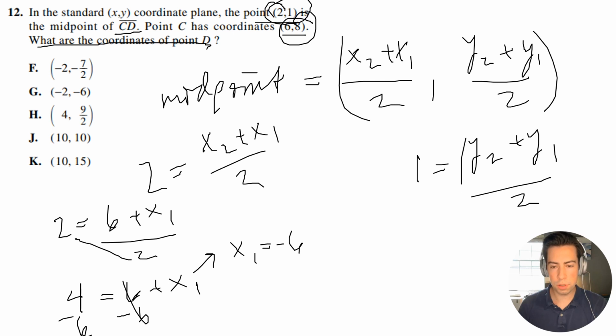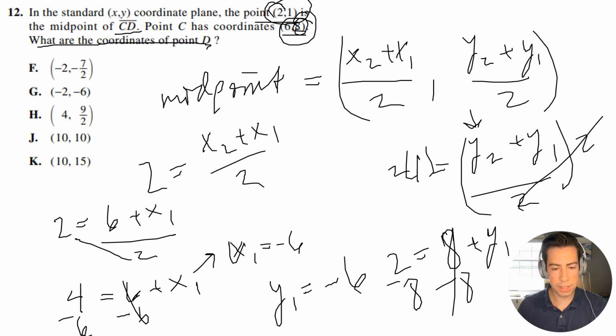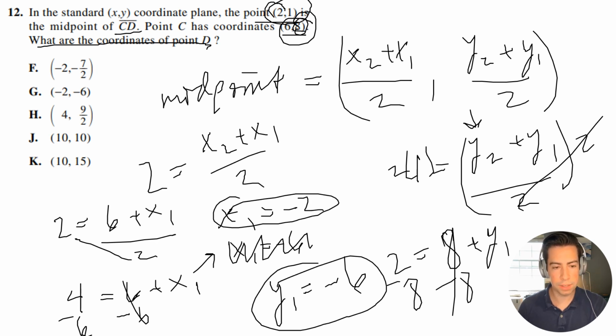And then I'm going to do a similar thing here. I'm going to multiply both sides by 2. And I'm going to get 2 equals, and then again for this y2, I'm going to plug in 8. So it'll be 8 plus y1. I will subtract off the 8 here, and I will get that y1 equals negative 6. So let's see, did I do that right? Sorry, I did not. Sorry guys, for x1, 4 minus 6, that should be negative 2. So we have x1 equals negative 2 and y1 equals negative 6.